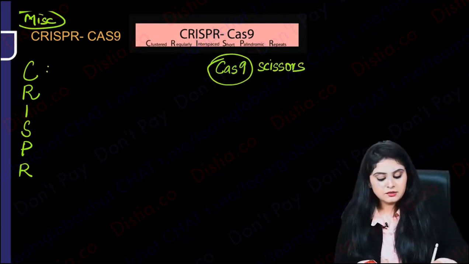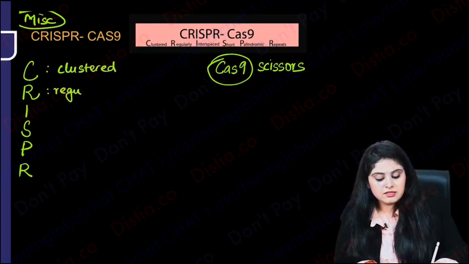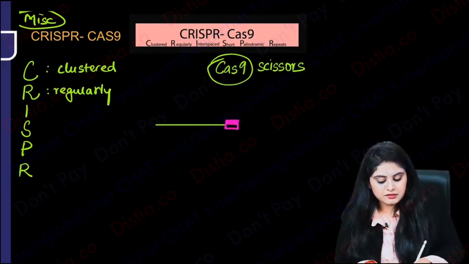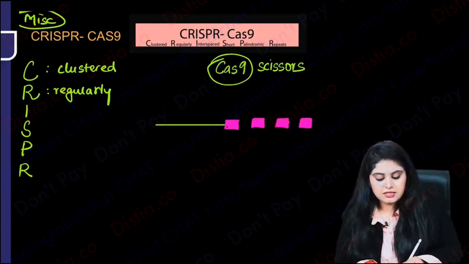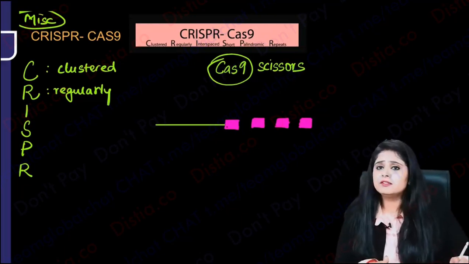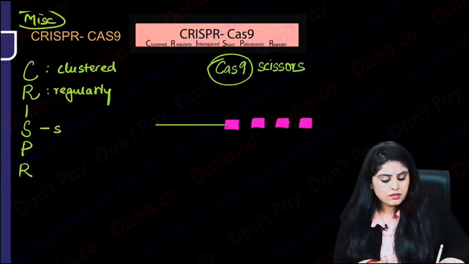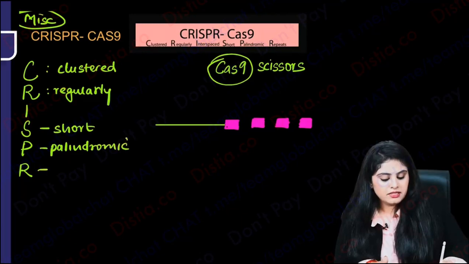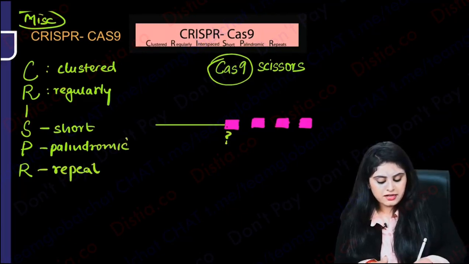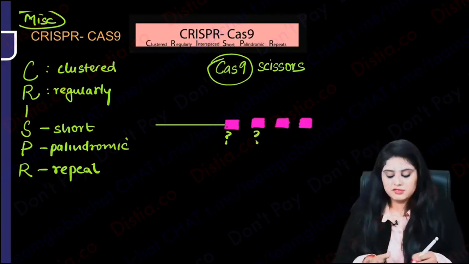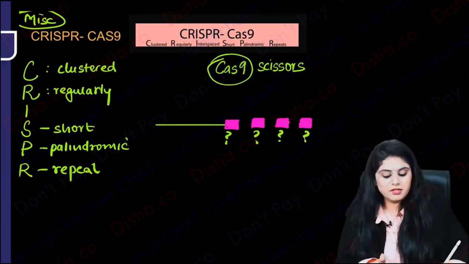What is CRISPR? Look at what is written. Clustered regularly. Something is going to be clustered regularly. So I'll draw a line over here and say there are some clusters. This is one cluster, this is another cluster, this is another cluster. There is something clustered regularly. What are these? These are short palindromic repeats. They are palindromes, left to right, right to left, the same. They are clustered regularly, short palindromic repeats.